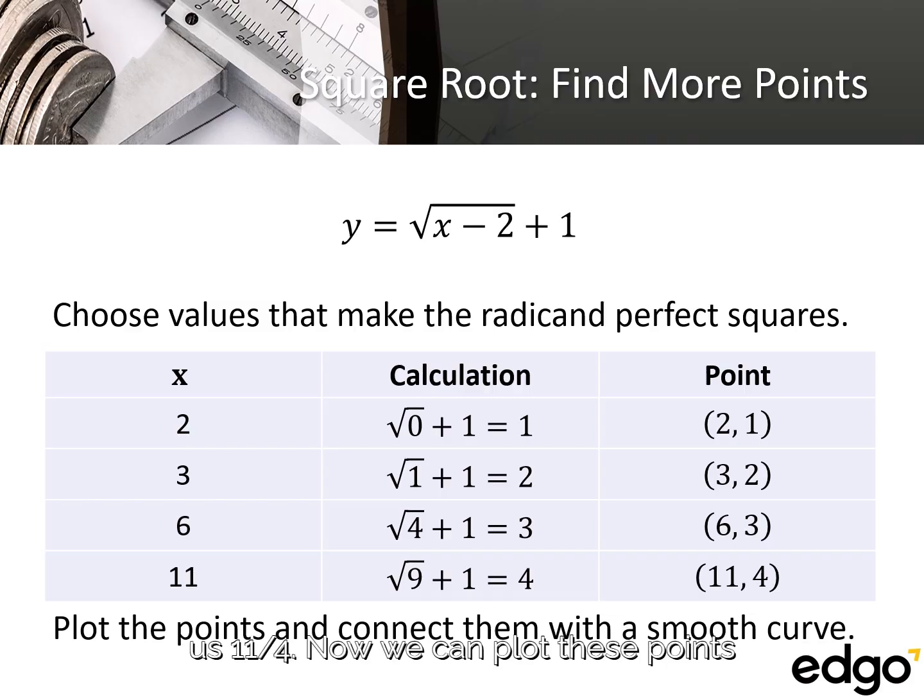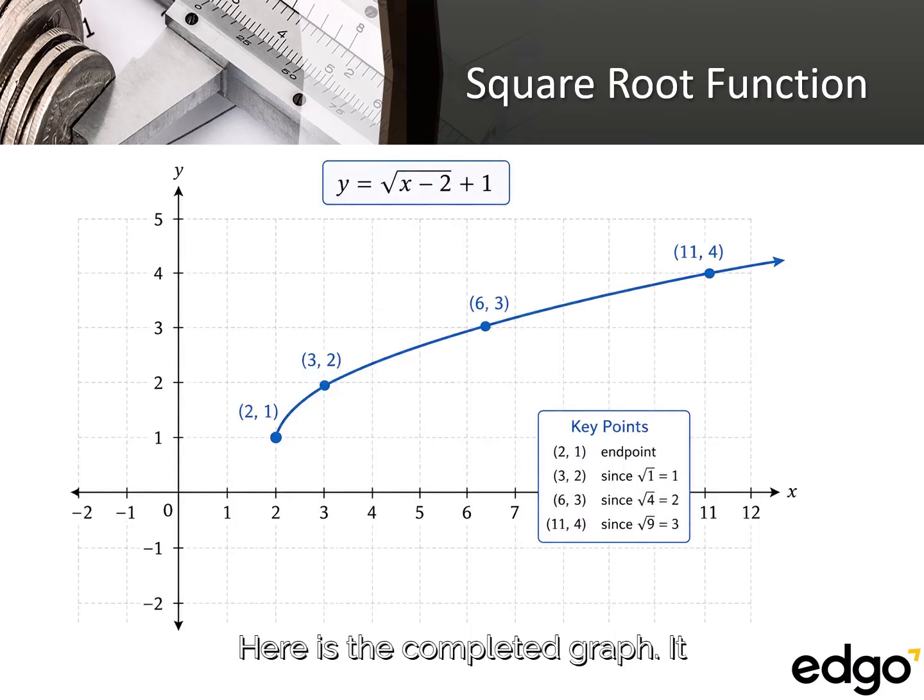Now we can plot these points and connect them with a smooth curve. Here is the completed graph. It begins at the endpoint (2, 1) and extends to the right. Notice the characteristic curved shape of the square root function.